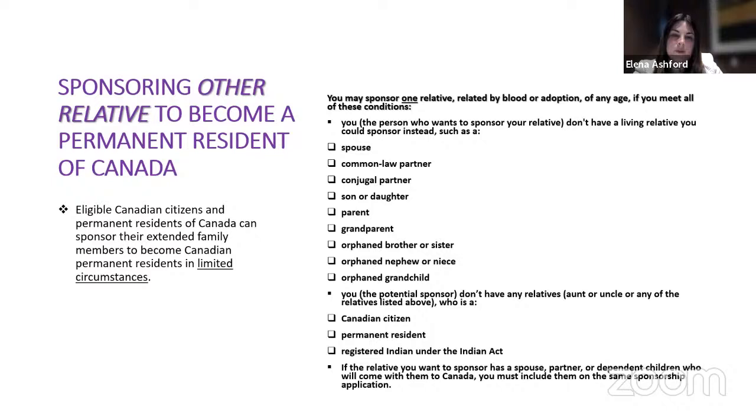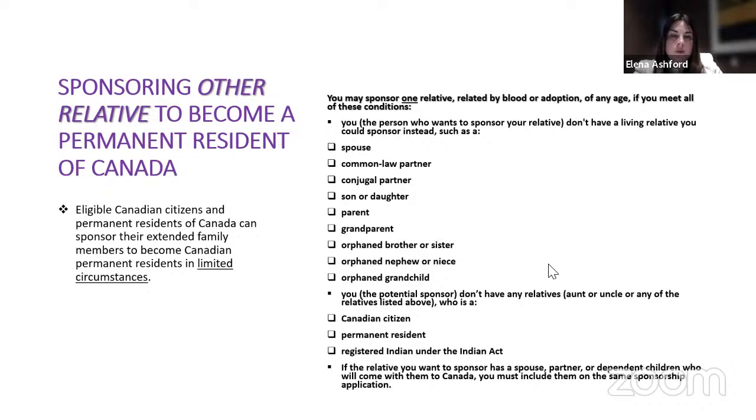So first, the sponsor has to be a Canadian citizen, permanent resident, or registered Indian under the Indian Act, and you must have no relatives in Canada who are a Canadian citizen, permanent resident, or someone registered under the Indian Act. So the starting point is that you have essentially no relatives in Canada who are Canadian citizens or permanent residents, right?